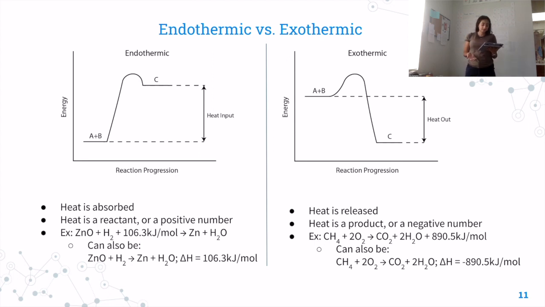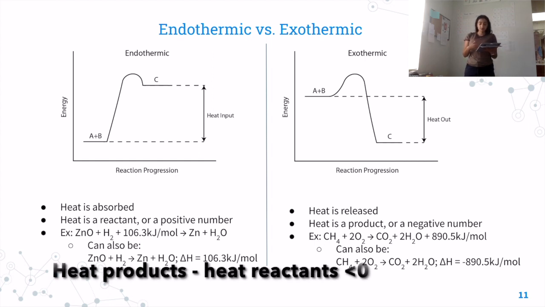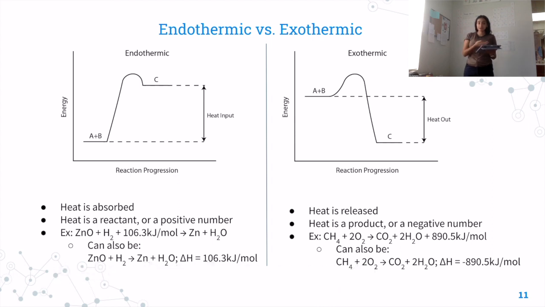Conversely, we have an exothermic reaction where heat is lost or released as a reaction occurs, and this means that the products have less heat than the reactants, and therefore delta H is negative. There are two ways you can demonstrate this in the chemical equation. Option one is by writing the heat term as a product in your reaction because heat is released, it's a product. But you can also write it separately from the chemical equation with a negative sign, because if you do the delta H of the products minus the delta H of the reactants, you'll get a negative number.